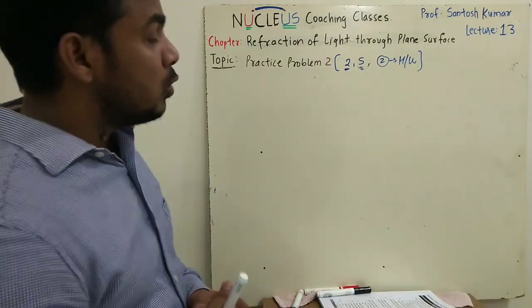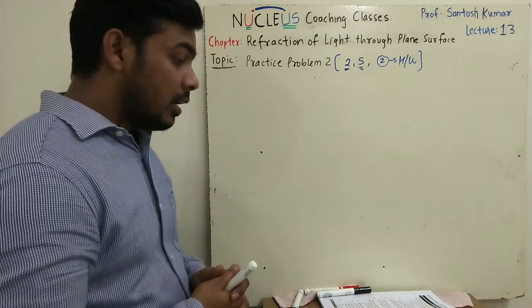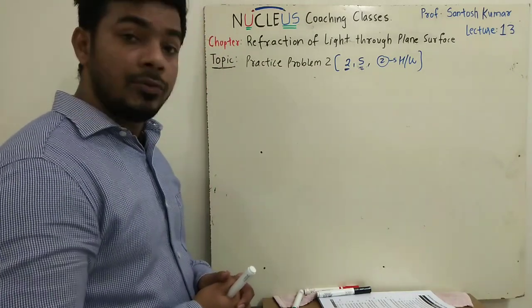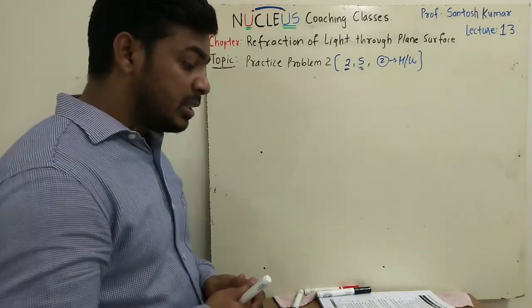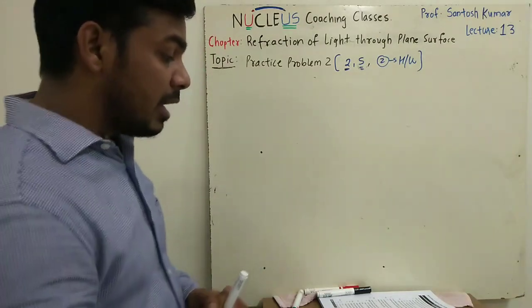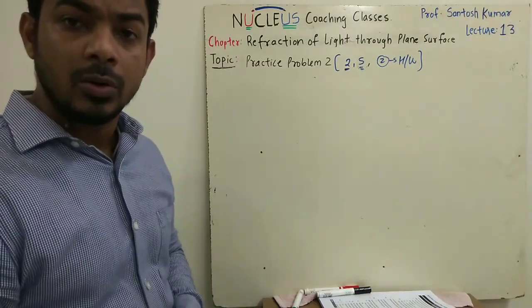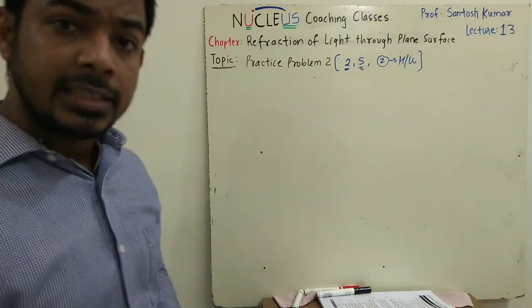So the question number 2 of the classwork from practice problem 2 reads that a ray of light is incident at an angle 48 degree on a prism of refracting angle 60 degree and suffers minimum deviation. Calculate the angle of minimum deviation. You can pause the video and read the question and get some data.